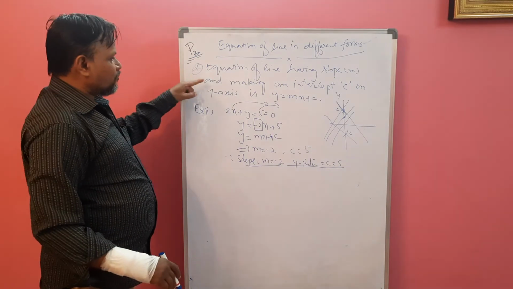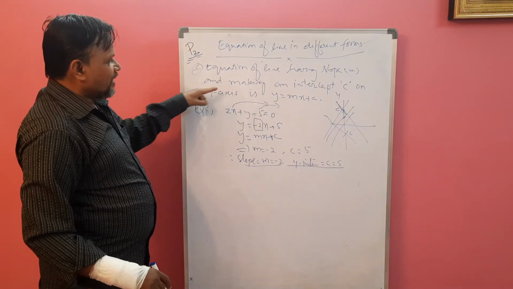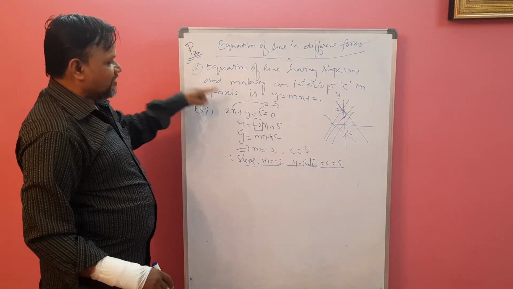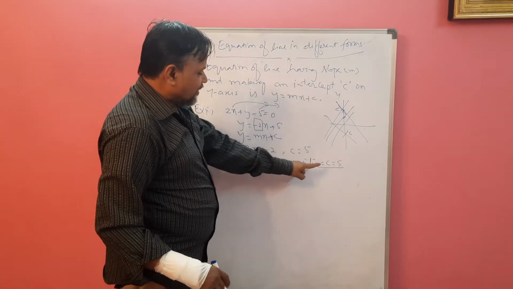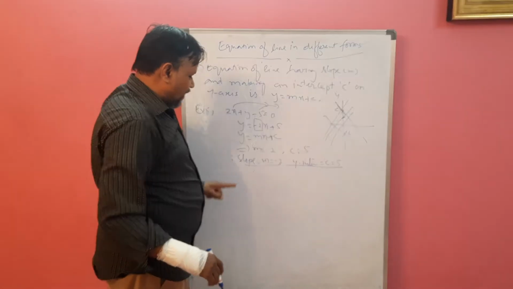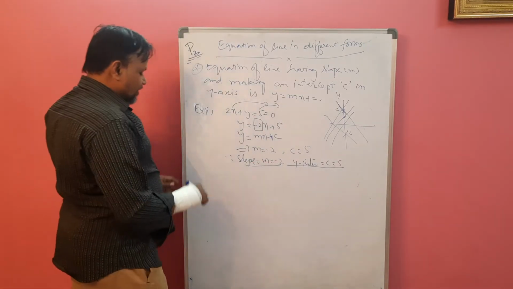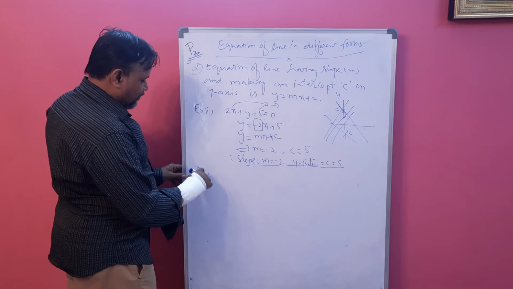The equation of a line having slope m and intercept C on the y-axis is this. So C is nothing but the y-intercept. C value is 5, m value is minus 2. So take one more example.